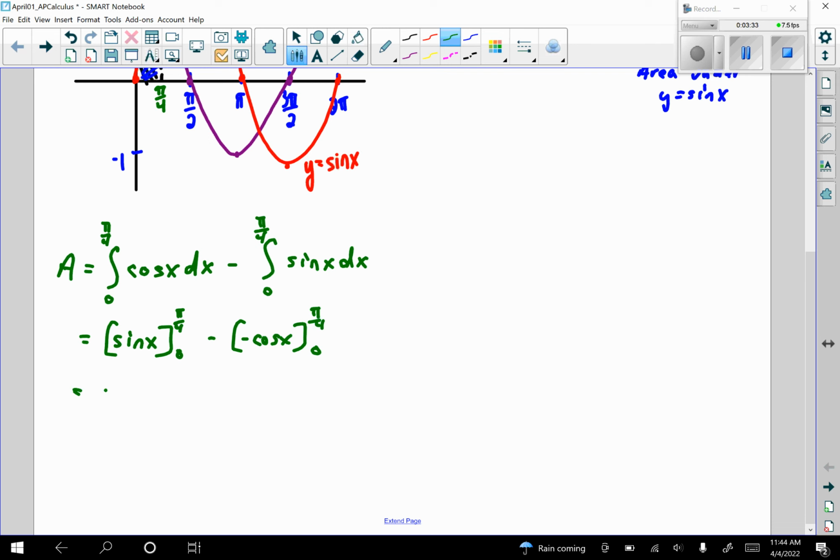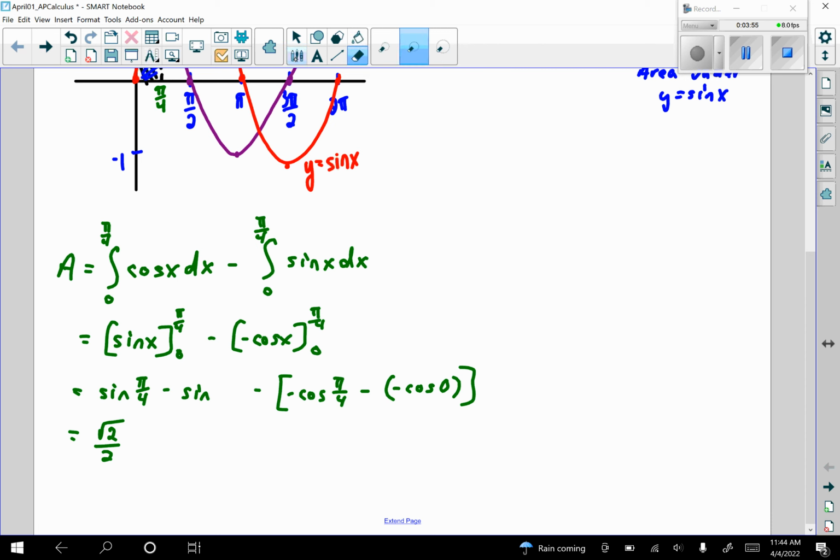So then this becomes sine of pi over 4 minus sine of 0. And we can say minus the opposite of cosine of pi over 4 minus the opposite of cosine of 0. Just got to be very careful with our signs here. So sine of pi over 4 is radical 2 over 2. It should just be 0. Sine of 0 is 0, so we can just cross that out.